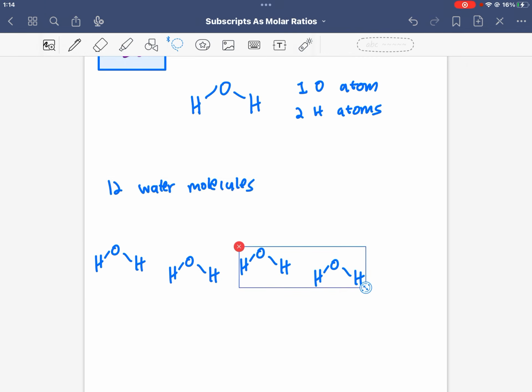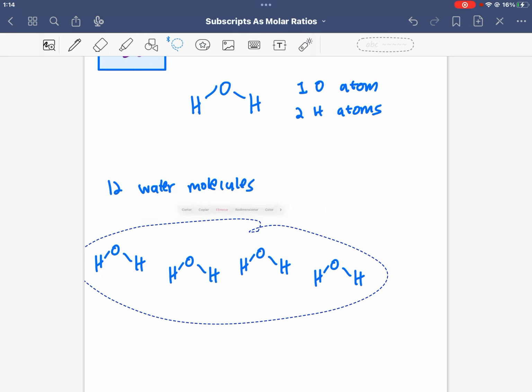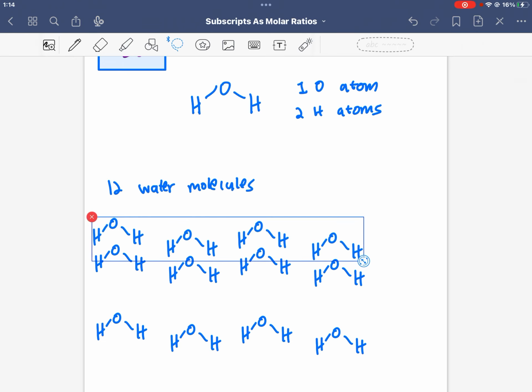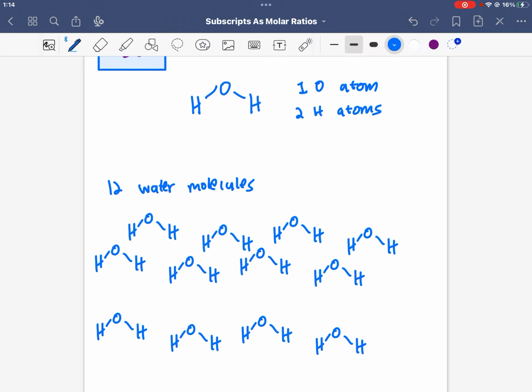I actually want to be able to show you 12. Okay. There's 8, and 4 more gives us 12. Beautiful. If I have 12 water molecules, well, then I have 12 oxygen atoms and 24 hydrogen atoms, 2 per molecule. Great. That would be the same thing as saying 1 dozen water molecules.